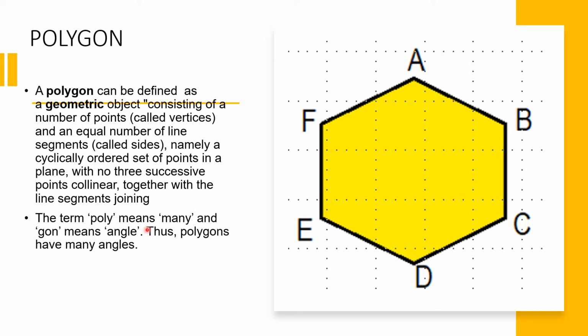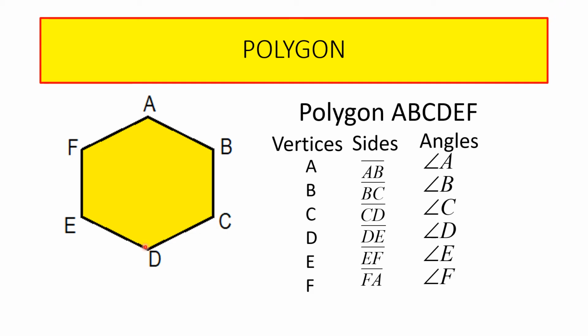The term poly means many and gon means angle. Thus, polygons have many angles. This is an example of a polygon with many angles. So we have the given polygon. We can name the polygon as polygon A, B, C, D, E, and F.